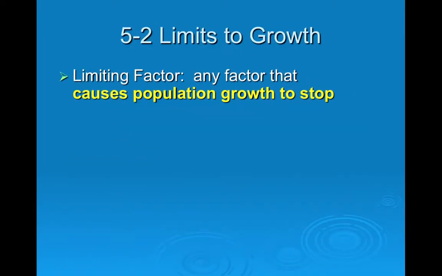This section, 5.2, is about limits to growth. And the big concept here is what factors limit population growth. Remember from chapter 4, we talked about something called a limiting nutrient. That is an insufficient supply of a nutrient. What this does is it reduces primary productivity. This is one example of a limiting factor.